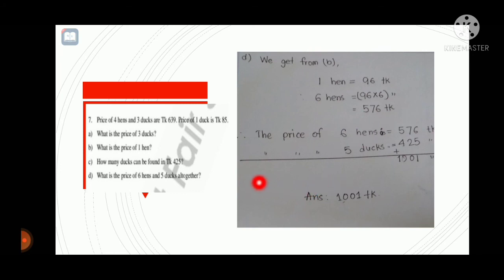Then the question was what is the price of 6 hens and 5 ducks altogether. So we have to write the price of 6 hens is equal to 576 taka. Then the price of 5 ducks is equal to 425 taka. Then we have to add these two. That means we have to do addition. Then we will get 1001 taka. Then we have to write the answer 1001 taka.